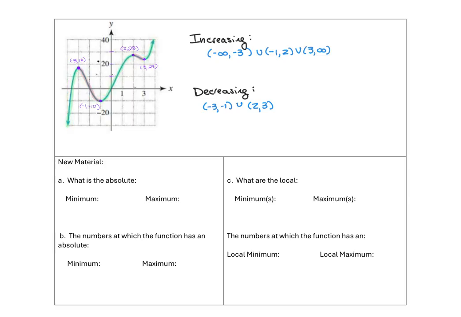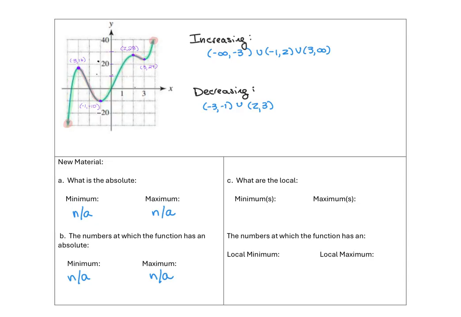And again, for this one, we don't have an absolute minimum. We don't have an absolute maximum. We don't have numbers where these occur. And we don't have this because we are going down forever and we are going up forever, so we never reach a lowest point or a highest point.